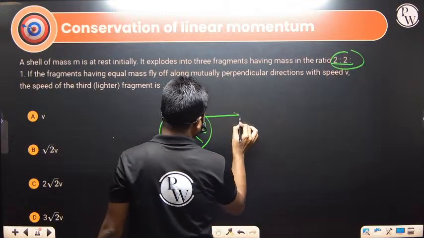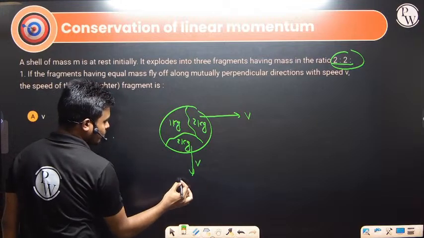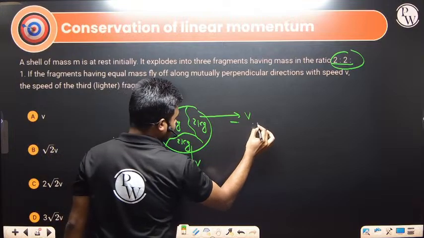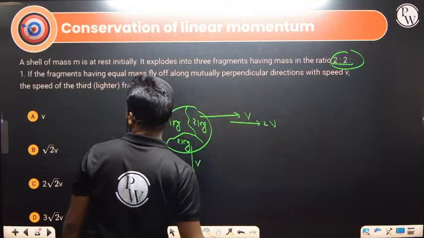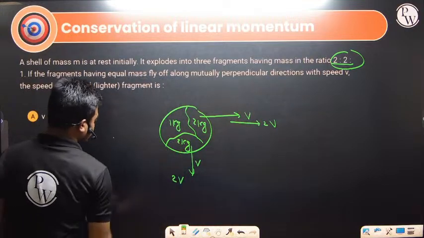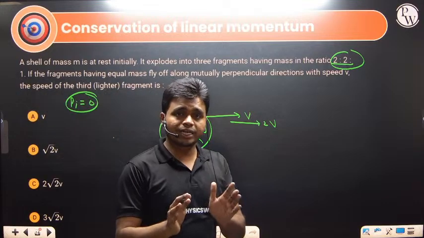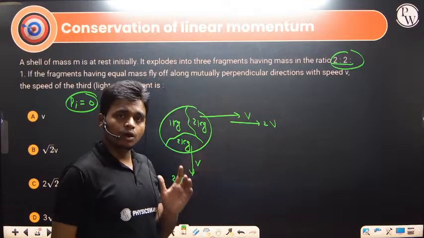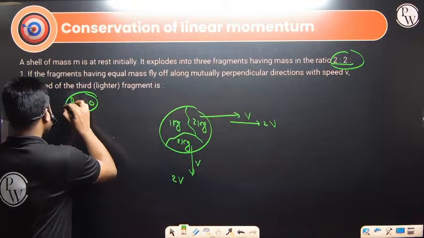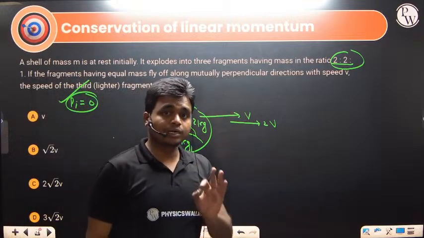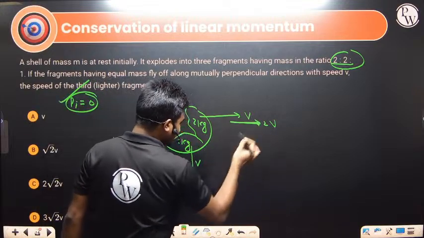So this will move in this direction with velocity v, and this will move in this direction with velocity v. So what is momentum this side? 2 into v. What is momentum this side? 2 into v. They fly off along mutually perpendicular directions with the speed v. So what is initial momentum? 0. Why will it be 0? Because before explosion there is no external force. Whatever explosion happens is because of the internal forces of the particles here. So initial momentum will be 0. Final momentum should also be 0. To balance that, final to be 0, this side 2v, this side 2v.